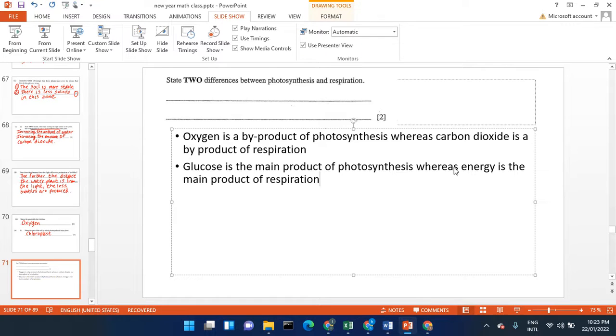So photosynthesis and respiration differ not only in their byproduct, but also in the main product produced. For photosynthesis, the main product is glucose. But for respiration, the main product produced is energy. So that's another difference. What's another difference? Certainly they only asked for two, but we're going to give you more.